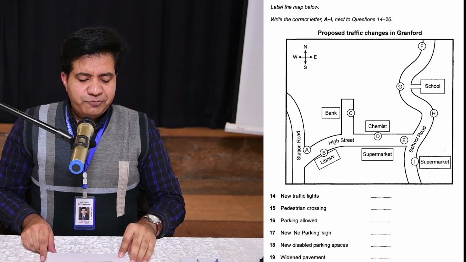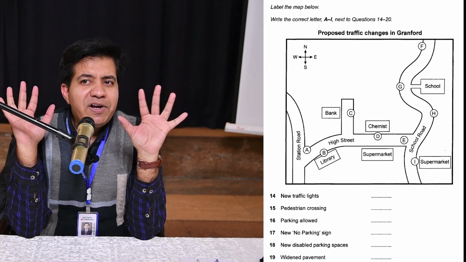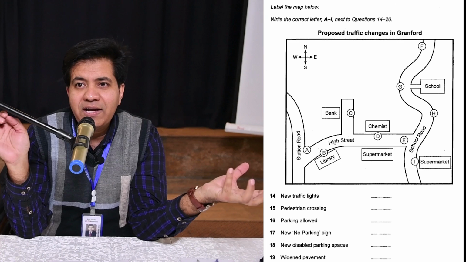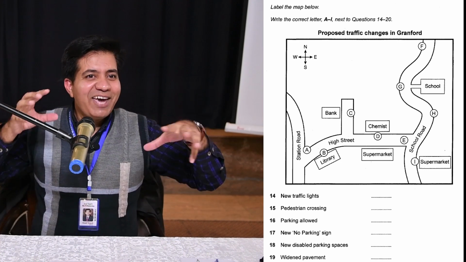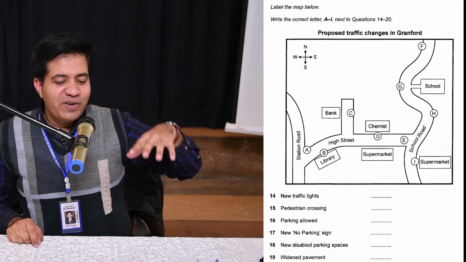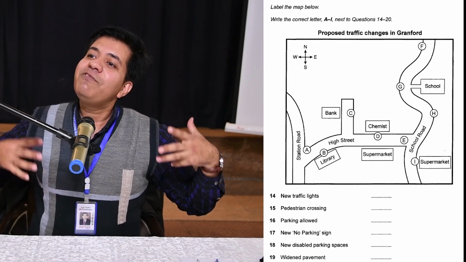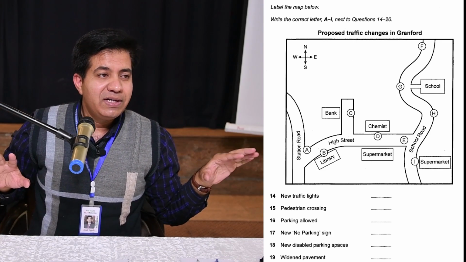Alright, now question number 14, new traffic lights. Listen very carefully. They will take you to a place and say, we already have traffic lights. Yeah, I mean, they will give you, first of all, if you take a look at the High Street towards the Station Road Junction, you say, okay, answer is A. They say, we already have traffic lights there. So it is not the answer, right?